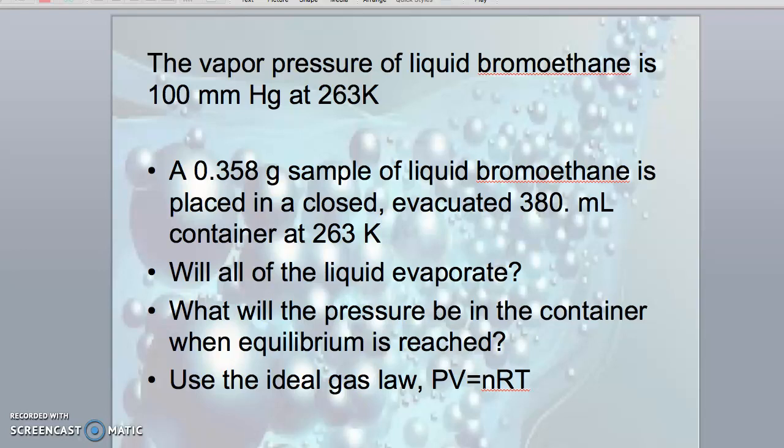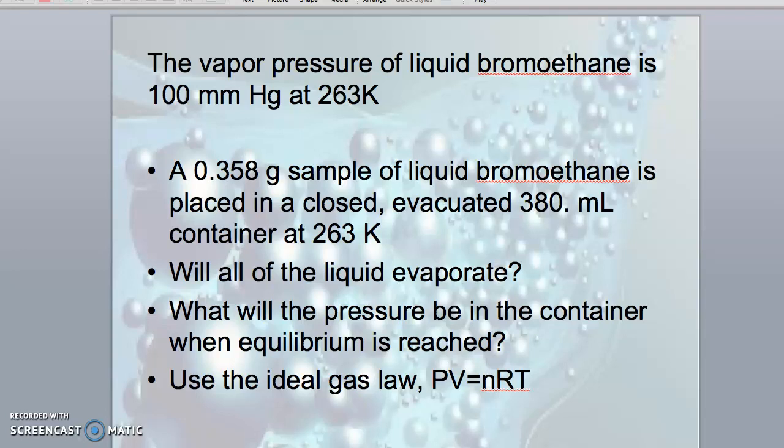Now, this one, we have a mass of this liquid bromoethane, and we have a volume, and we have a temperature. And the question is, is all of this mass of bromoethane going to evaporate? And then they want to know what the pressure will be when the equilibrium is reached. Now, realize, I'll say this so many times, the pressure cannot be higher than 100 millimeters mercury at 263. Instead of going higher, we'll get condensation.